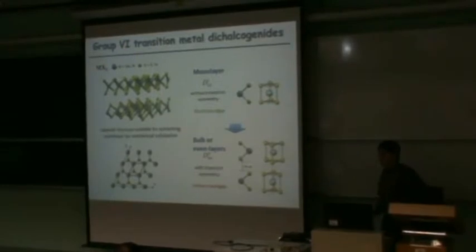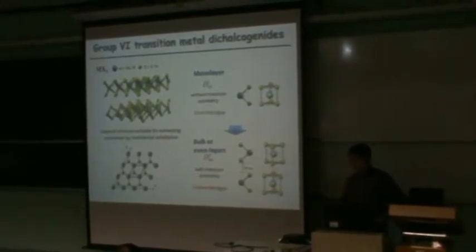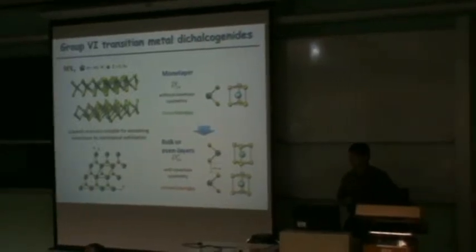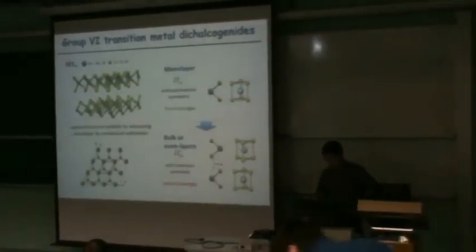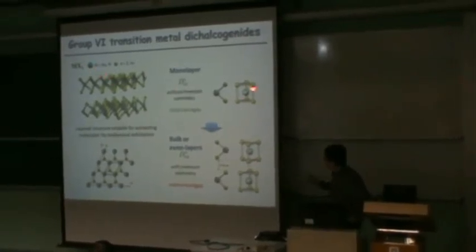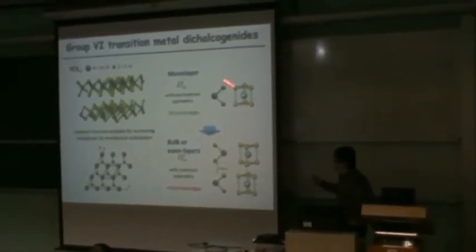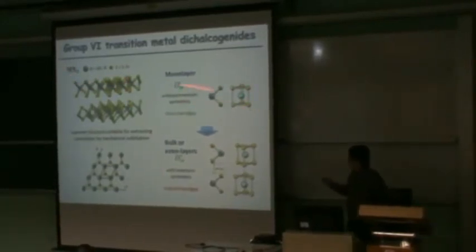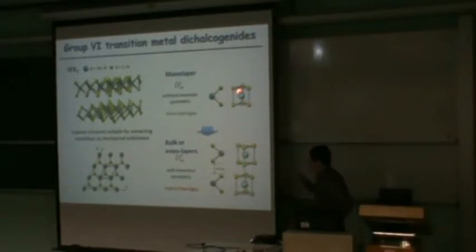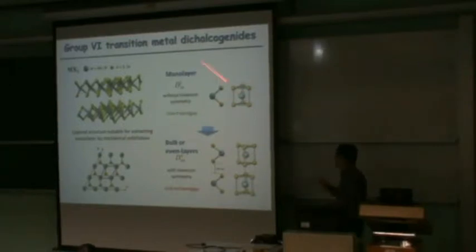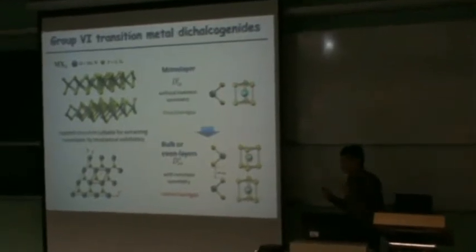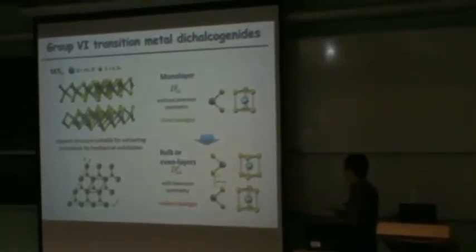Let me give some background about the transition metal dichalcogenides. Dichalcogenides are a big family of layered semiconductors. In each unit layer, one metal atom is bound to six chalcogen atoms, forming a trigonal prismatic structure. That's the unit cell for the single layer. You can see in this cell there is no inversion center, so in the single layer there is no structure inversion symmetry. That's very important for our later story.